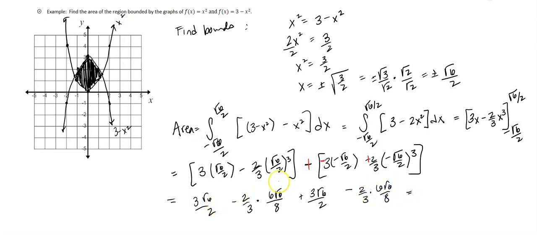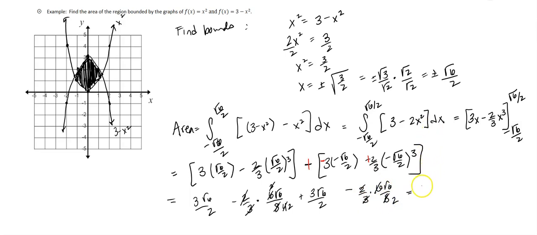So some things will cancel. You'll have, let's see, this will cancel and leave a 4. This will cancel and leave a 2, which cancels with one of these. And we have the same thing happen here. So we're basically just left with a 2 in the denominator.